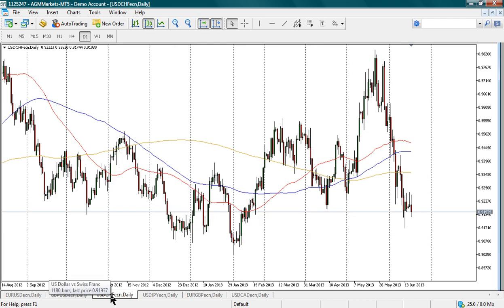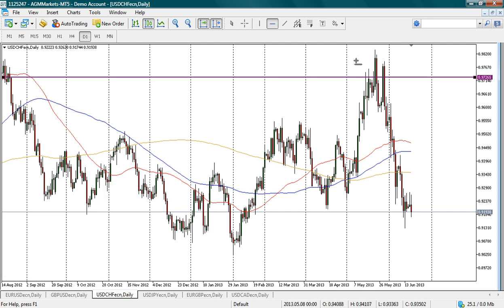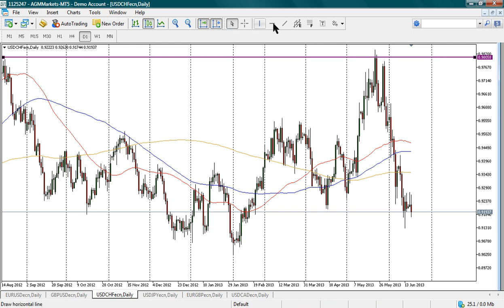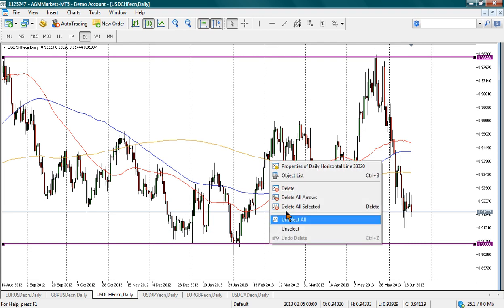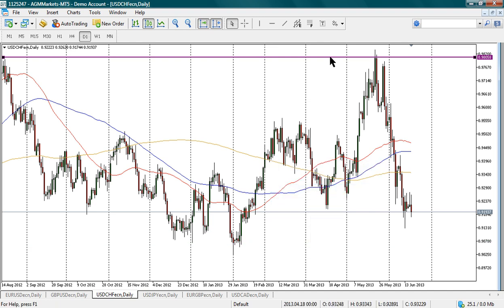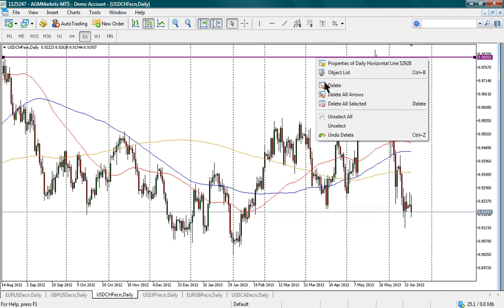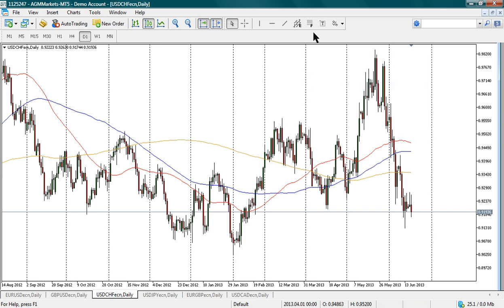Dollar Swiss. Overall, in terms of this chart, it is just quite sideways. I mean, it's in a sort of 700 pip range if you look from the highs on this chart around here to the lows. It has been a sort of sideways chart. But it looks like the bears are in control here.